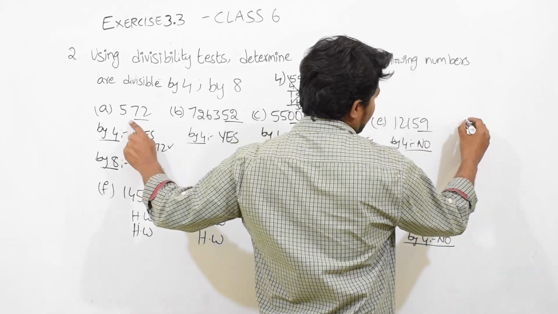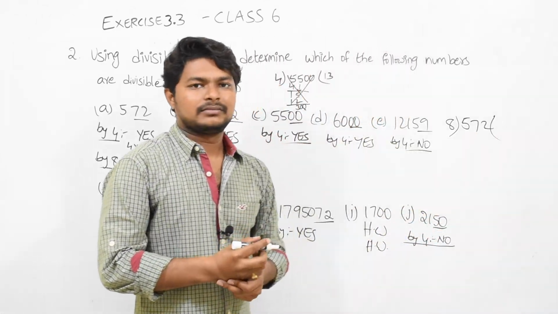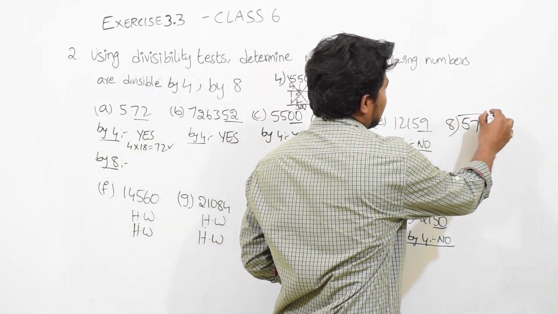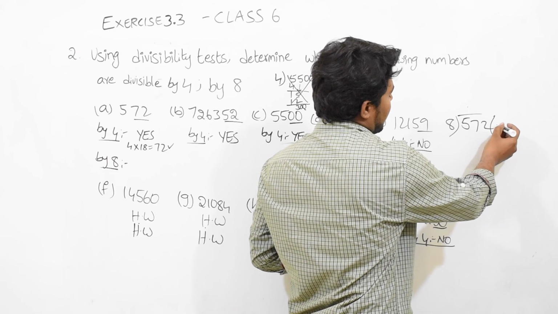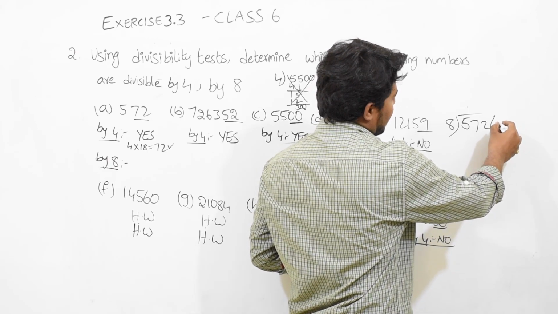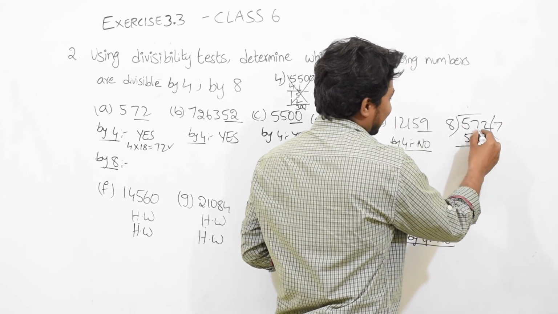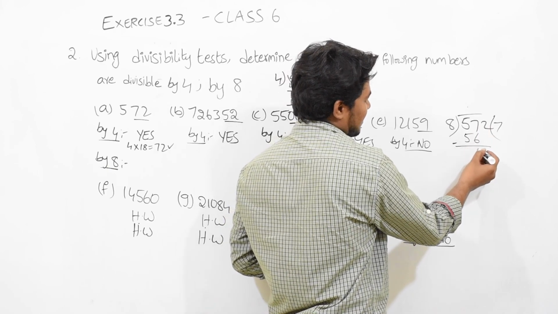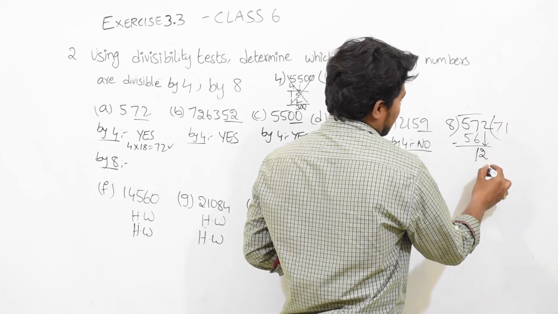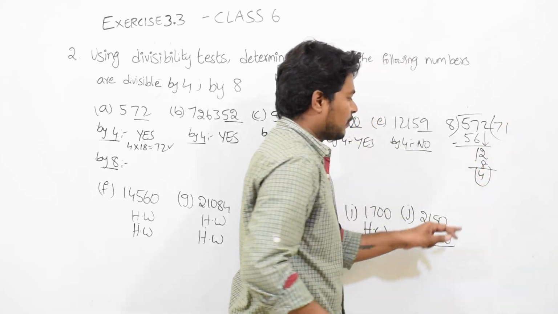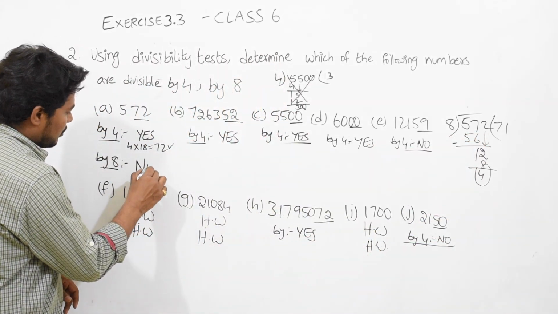Take the first number, 572. We need to divide this number by normal division. Some people will write like this and write numbers here, some people will write like this. Anything is the same. Okay, 8 6s are 48, 8 7s are 56, I guess. And do subtraction. 57 minus 56 is 1. Bring down this 2 here, so 12. 8 1s are 8. So remainder 4. Remainder 4 is coming, so it is not divisible by 8. So the answer will be no.